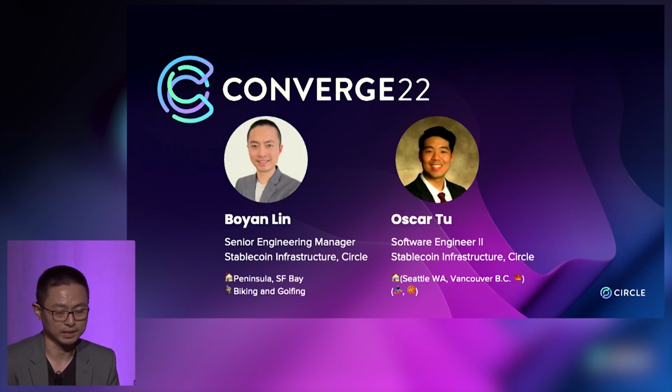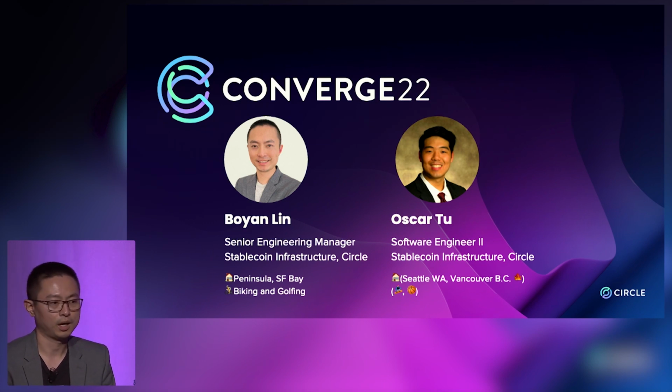My name is Boyan Lin, and I'm on the stablecoin infrastructure team at Circle. I live in the Peninsula Bay, and my hobbies are biking and golfing. Stablecoin infrastructure team is in charge of USDC on multi-chains. So I'll then pass to Oscar to share with you the inside outs of USDC architecture.